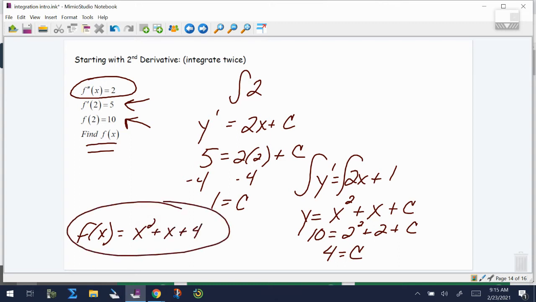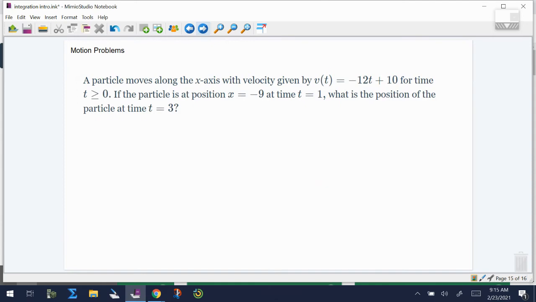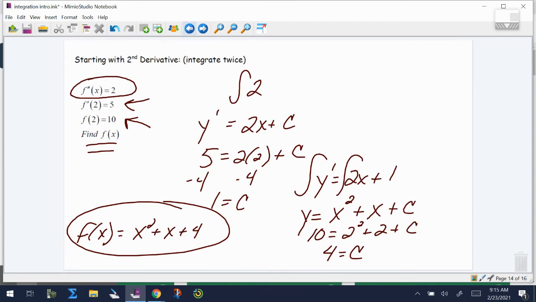So we could actually work back from several derivatives, but every derivative I have, every time I integrate, I have to have an initial piece of information for that to get it to be particular. So let's talk about how this relates to position, velocity, and acceleration. I'm going to add a slide in here.